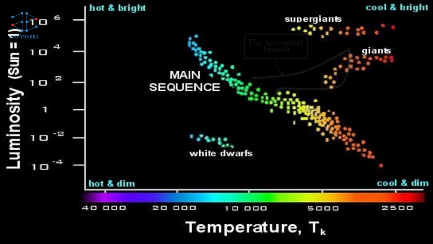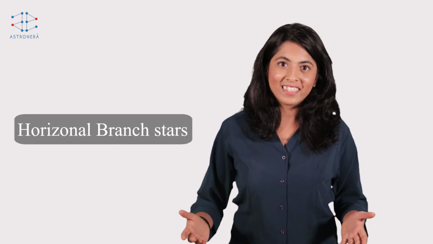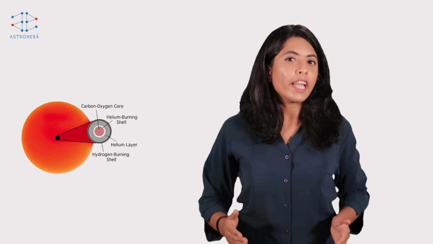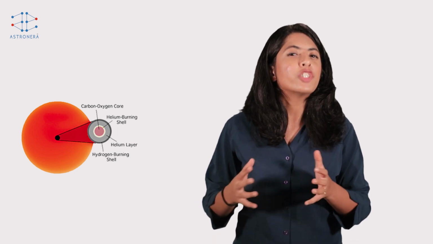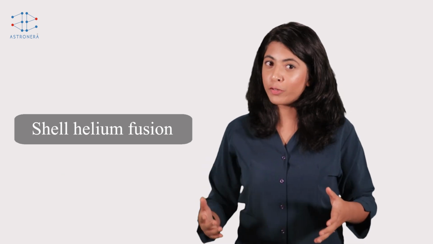After the helium flash, the low mass star moves quickly from the red giant region to the left, roughly horizontally across the Hertzsprung-Russell diagram, and hence the stars in this phase are known as horizontal branch stars. Without nuclear reactions to maintain the core's internal pressure, the core again contracts until it is stopped by degenerate electron pressure. This contraction releases heat into the surrounding helium-rich gases. The new stage of helium fusion begins in a thin shell around the core. This process is called shell helium fusion.